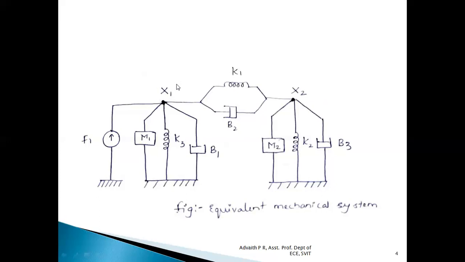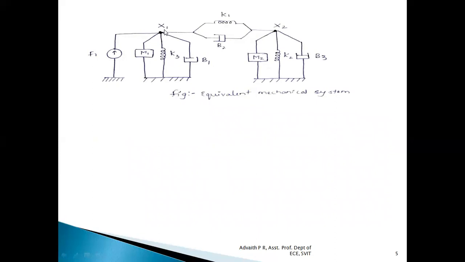So let us apply the equilibrium equation for this node x1. To write down the equation with respect to node x1, we use Newton's law of force. According to Newton's law, the total force acting on a system is equal to the summation of individual forces. That is, the total force F which is acting on node x1 is equal to the force because of this mass, the force because of this spring, force because of this damper, force because of this K1 spring, force because of damper B2.